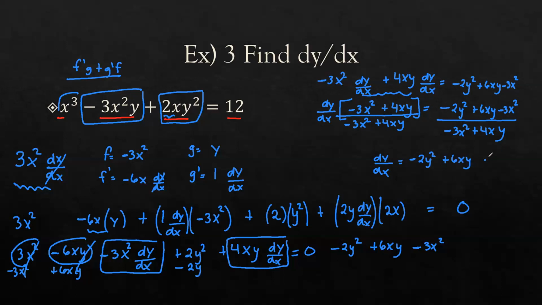minus 3x squared. So on the numerator, you can rearrange it slightly differently. It's still not going to be wrong. And then on the bottom, you have negative 3x squared plus 4xy. If you want, you can take out an x, right? So if you took out an x, it would be x times parentheses negative 3x plus 4y. Okay, that's pretty much it. This is your final answer.